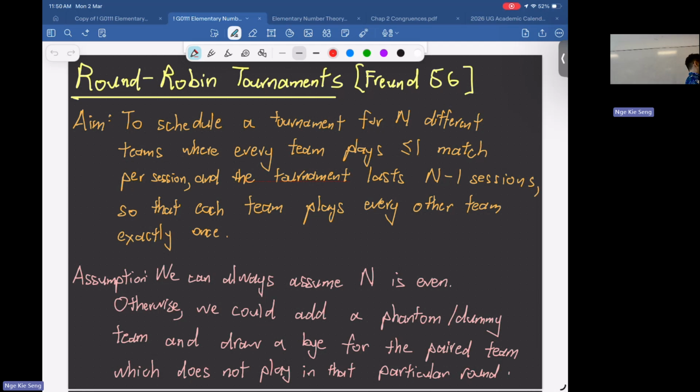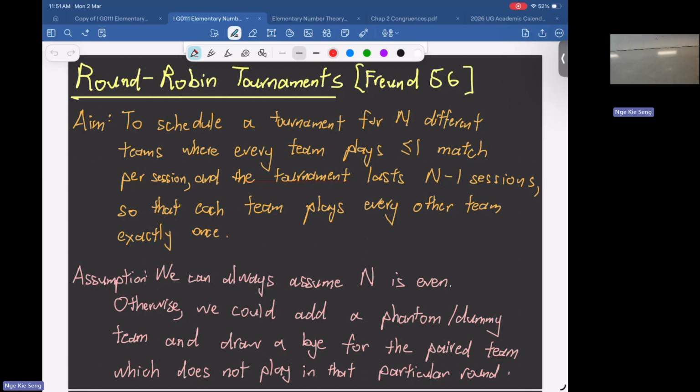So you can use congruence to schedule a round robin tournament for, let's say, n teams, where every team plays at most one match per session, and the tournament will last for n-1 sessions, so that each team will play every other team exactly once. This is very important, otherwise if some teams play more than others, they will complain: why did that team only play once while I played twice and wasted my energy? So you need to make sure of fairness here.